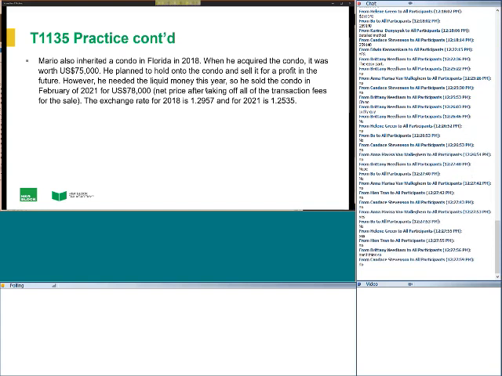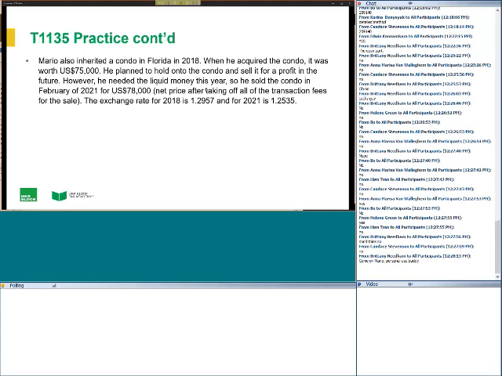In this case, it's not personal use. So because it's not personal use, now he has the stocks and he has the condo. Now, does he have to report the condo?